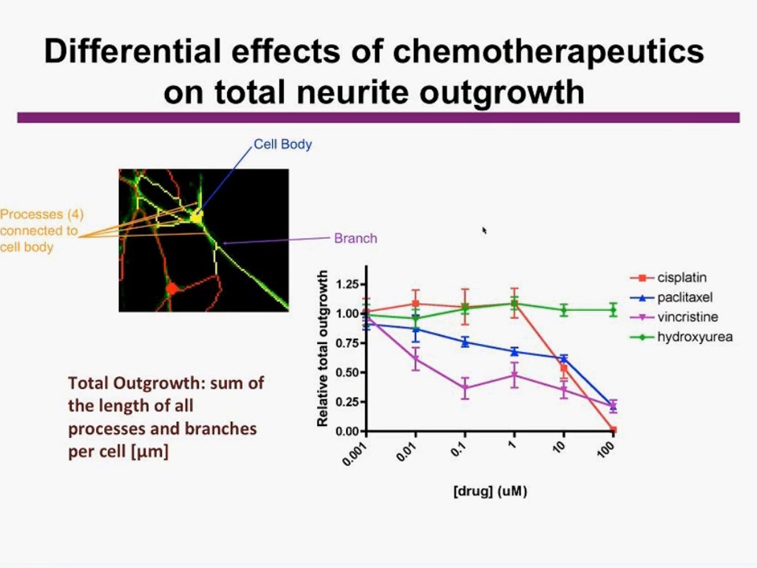And so we take these measurements, and this is a graph illustrating the total outgrowth, which is the sum of the length of all the processes and branches per cell, at different concentrations of drug, which go from 1 nanomolar to 100 micromolar. For hydroxyurea, there's no effect at all. For cisplatin, you see no effect up to 1 micromolar, and then a very steep dose response curve at 10 and 100 micromolar.